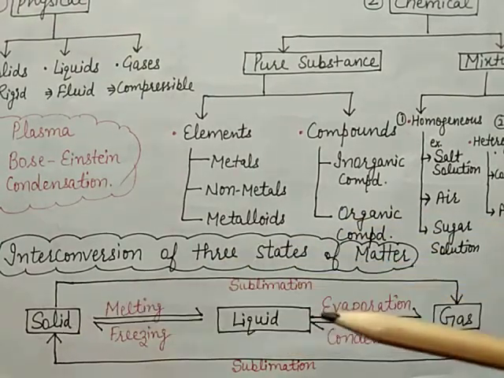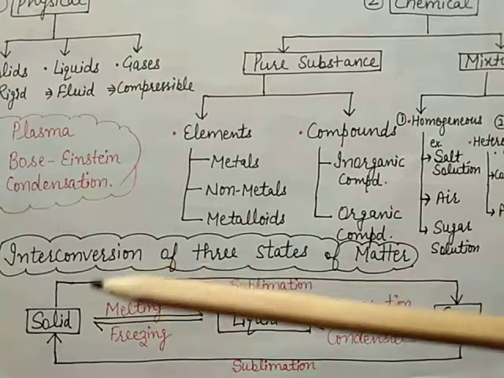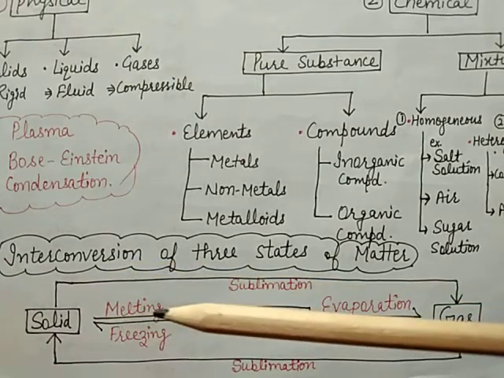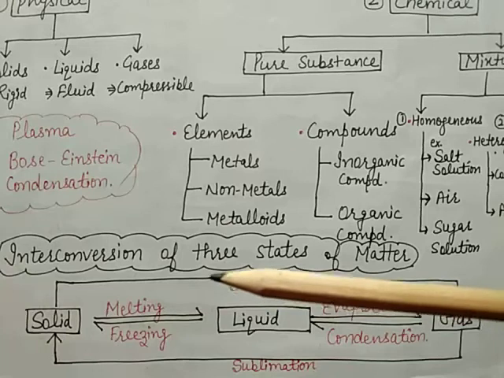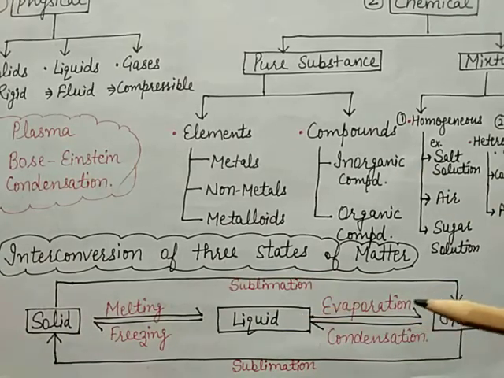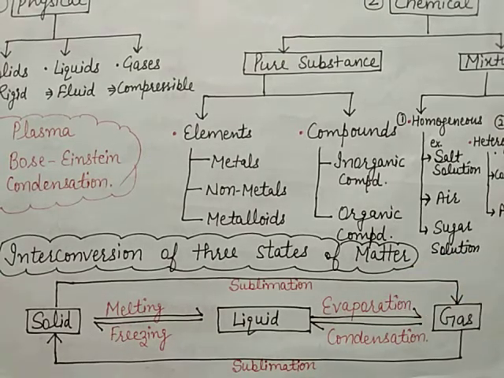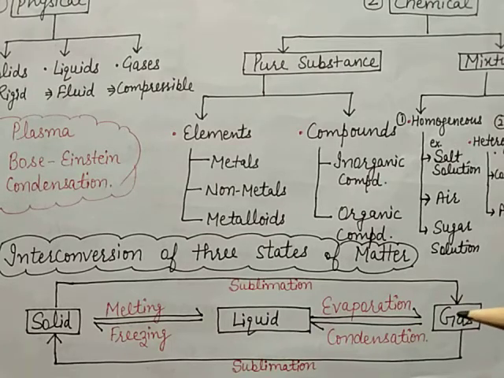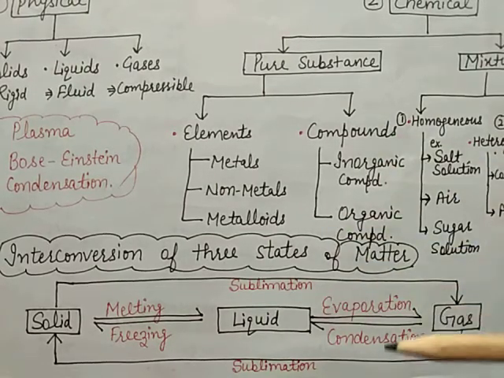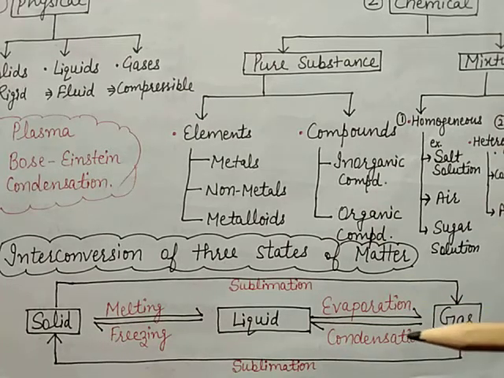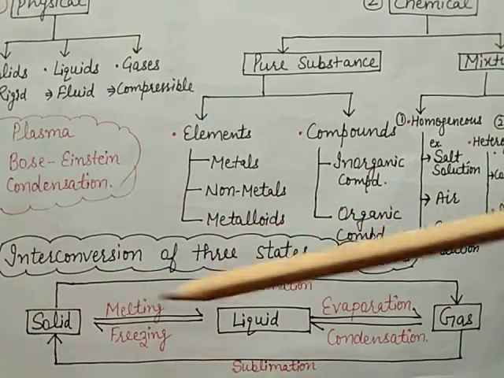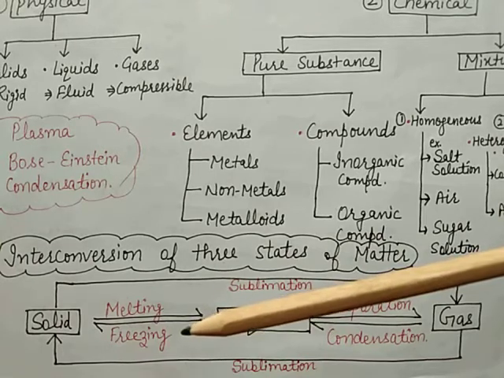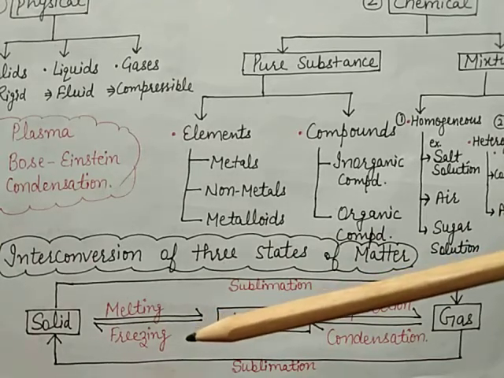When a solid converts into liquid, this process is called melting, or you can say fusion. Liquid changes into gas by the process of evaporation. And again gas changes into liquid, that is the process of condensation. It is done by cooling. Liquid changes into solid by the process of freezing, means cooling.